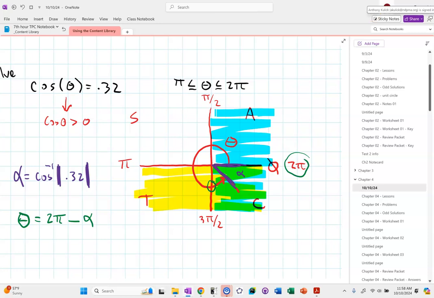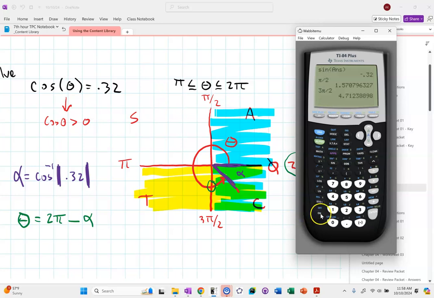Oops. Come on. There we go. I don't know why that seems to do it, but it seems to fix it.